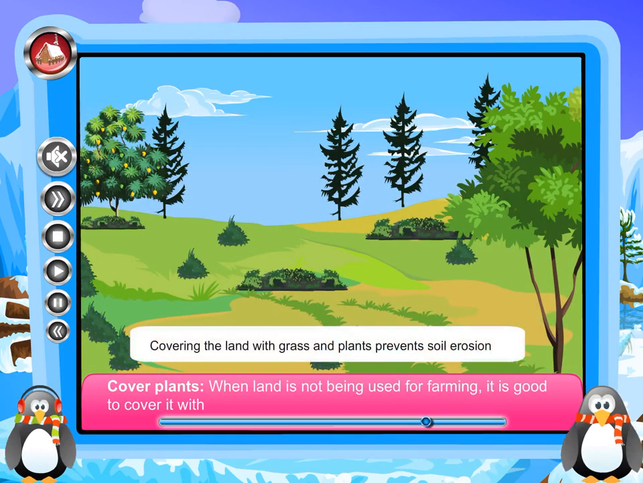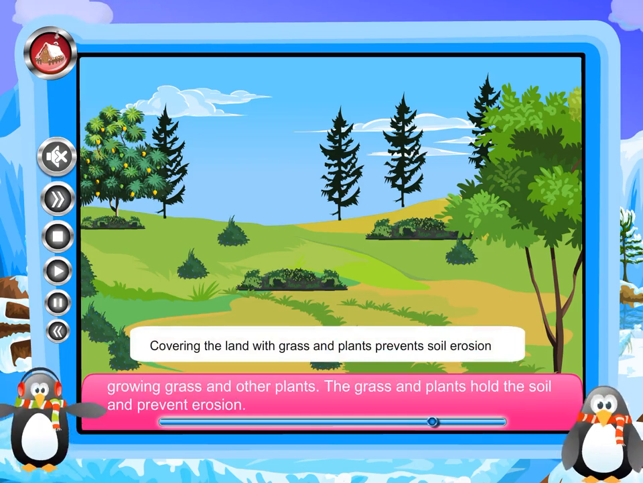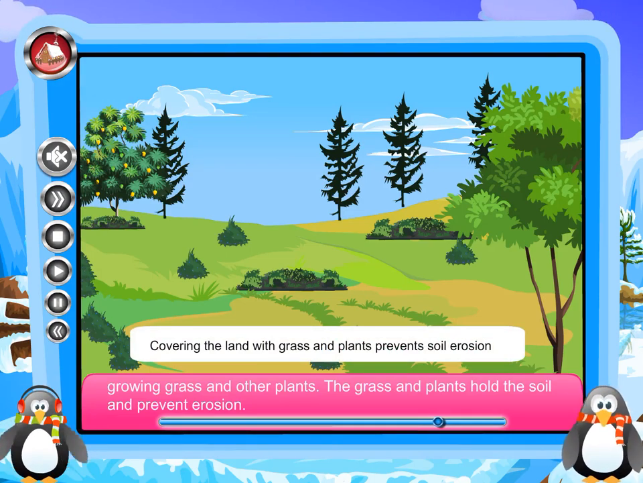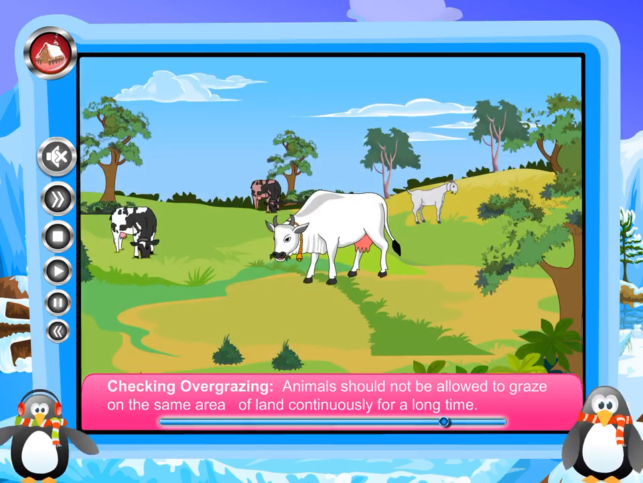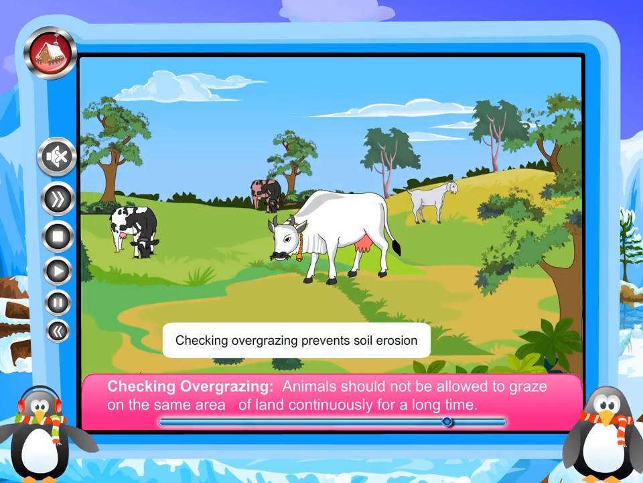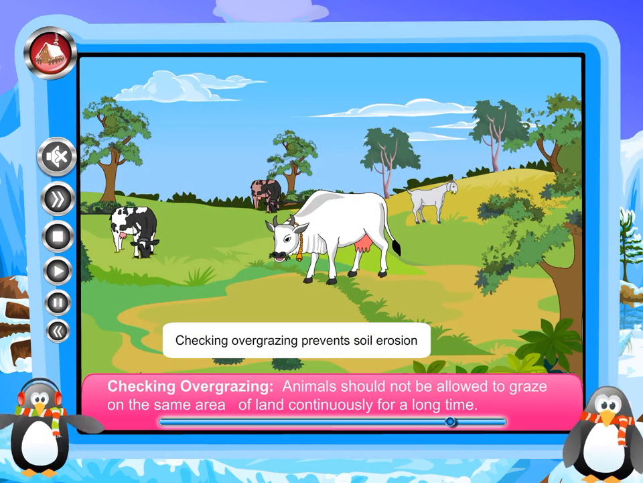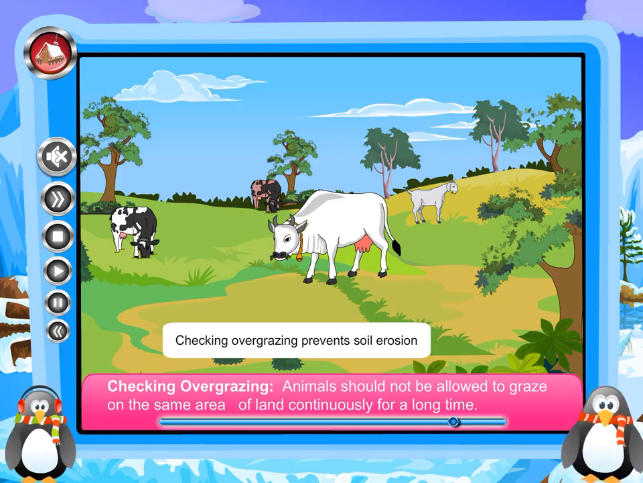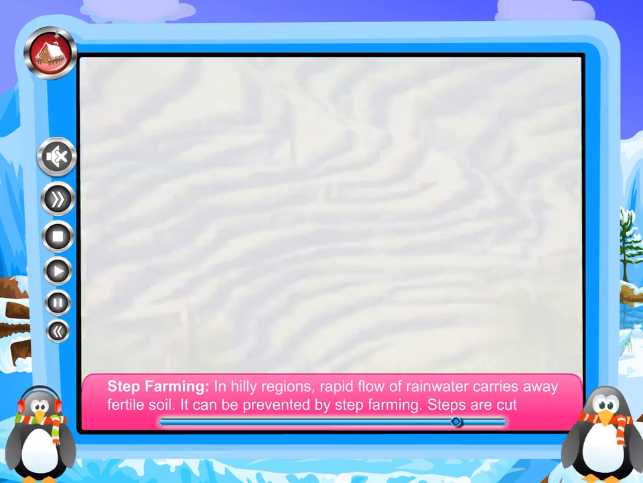Cover plants. When land is not being used for farming, it is good to cover it with growing grass and other plants. The grass and plants hold the soil and prevent erosion. Checking overgrazing. Animals should not be allowed to graze on the same area of land continuously for a long time.